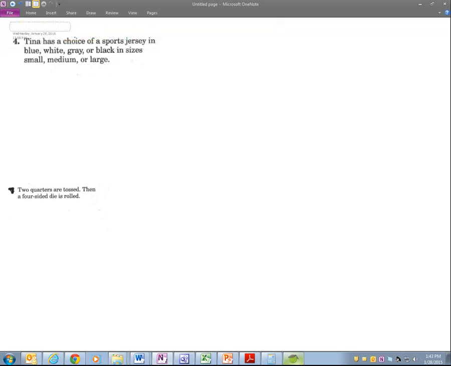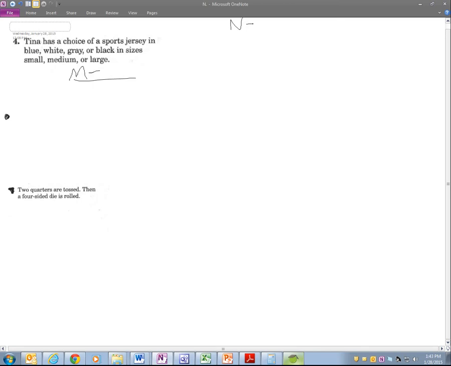So since this is a tree diagram, the first thing I'm going to do is put that there. There's Tina. Then I'm going to put my M right here, the same way that we did in our examples. Then I'm going to put my N there. It's going to be possibly big. What is my choice M? Drake.